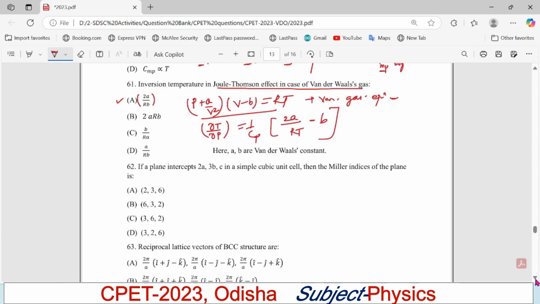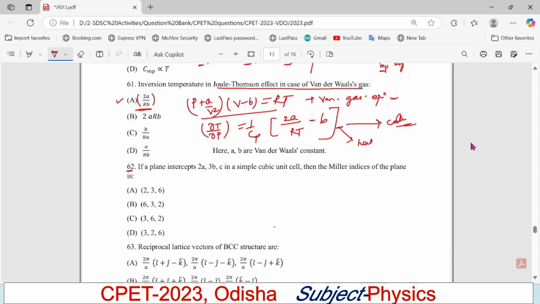This is the Joule-Thomson coefficient for an actual gas. So from this expression we can find the condition for heating and the condition for cooling. That I am not going to discuss over here. So for this case it is 2A by RB. Option A is your correct answer. Now we are going to go for our next question.